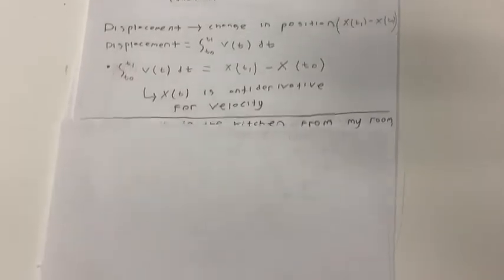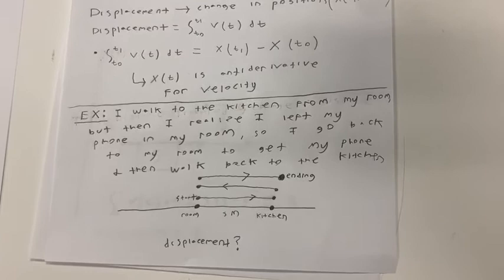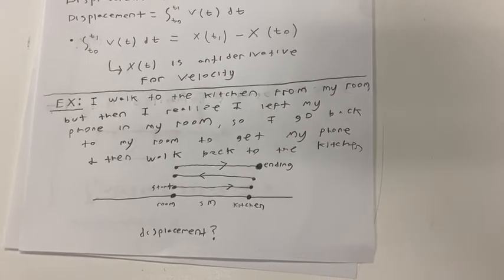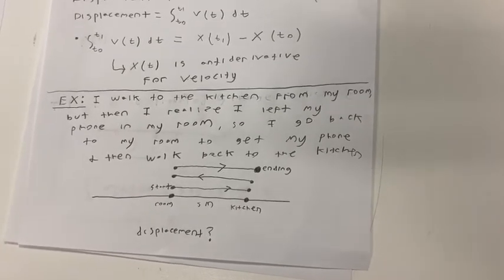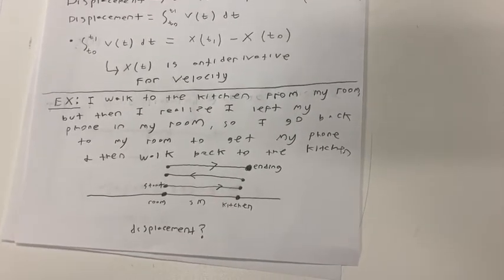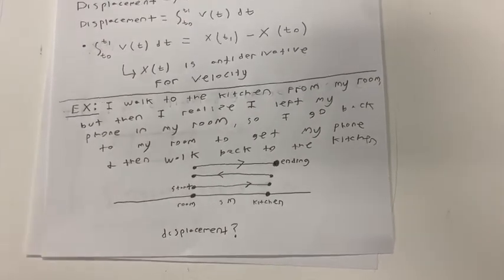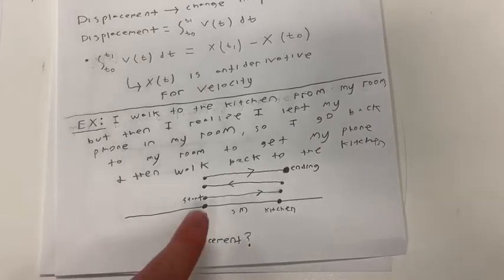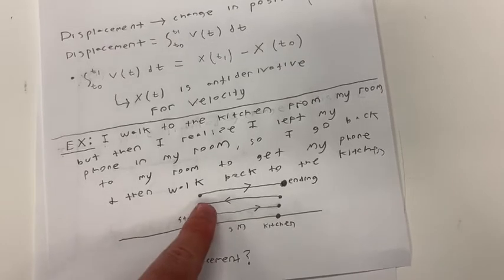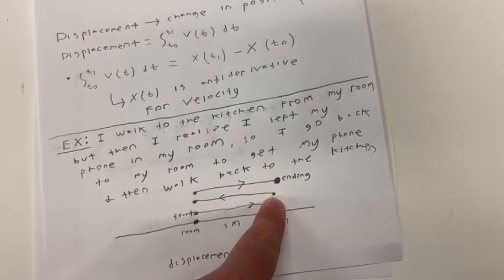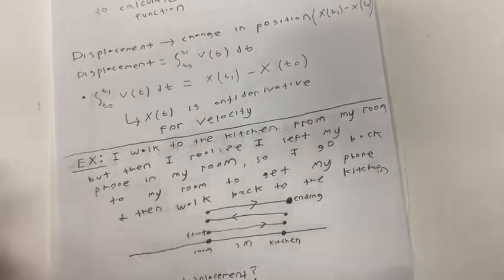So now let's give an example for this. Let's say I walk to my kitchen from my room, but then I realize I left my phone in my room. So I walk back to my room and I get my phone, and then I walk back to my kitchen. And remember, all the motion we're studying is one-dimensional in the first semester of this calculus course. So what is the displacement here? Let's say my room is 5 meters away from the kitchen. I start in my room, I walk to the kitchen, realize I forgot my phone, walk back to my room, get my phone, and then walk back to the kitchen.